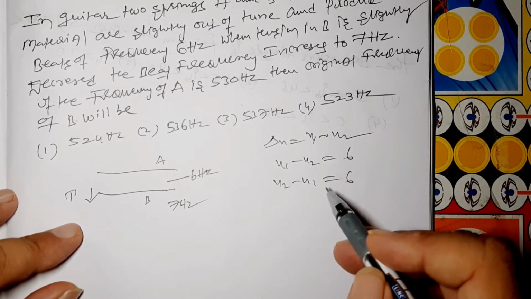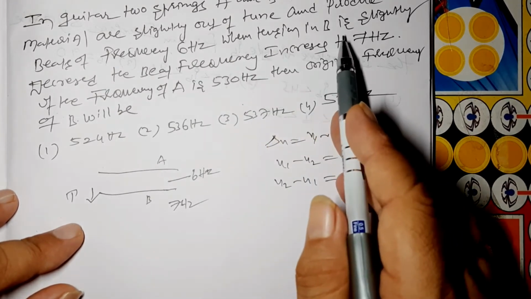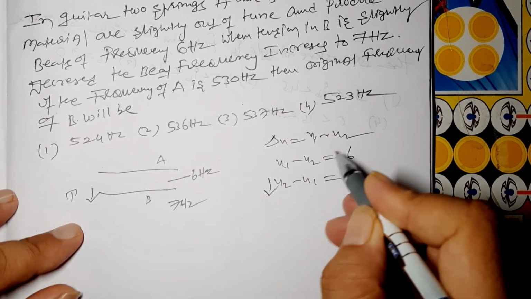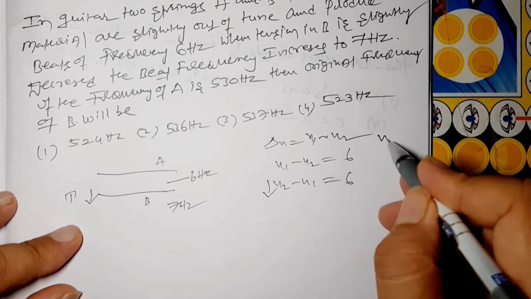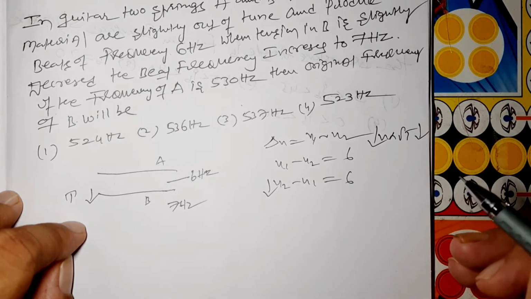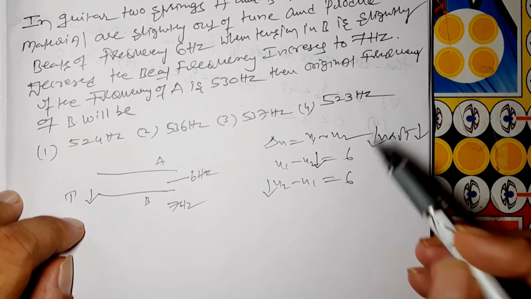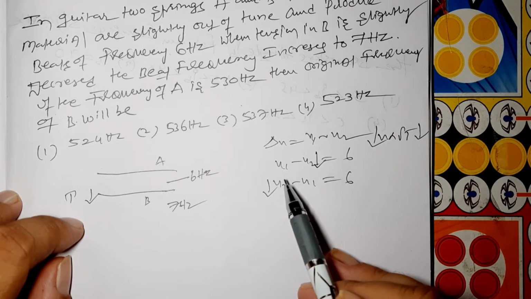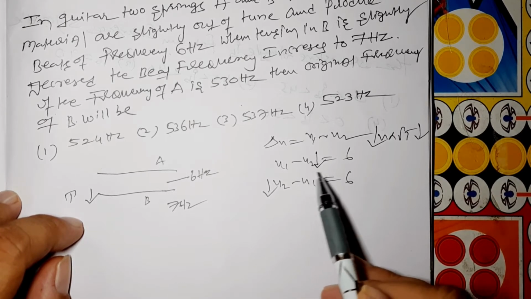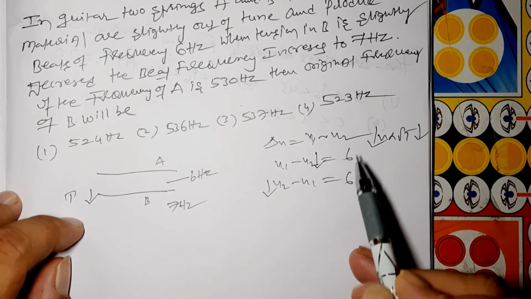For that, read the problem. When the tension in B is slightly decreased, since n is proportional to root T, when tension decreases, frequency also decreases. That means here n1 is subtracted by a decreasing value, so the RHS increases.